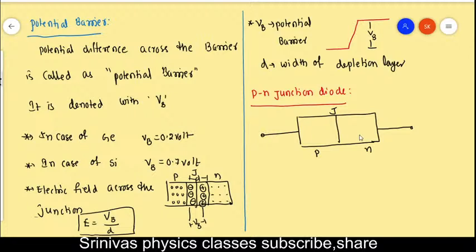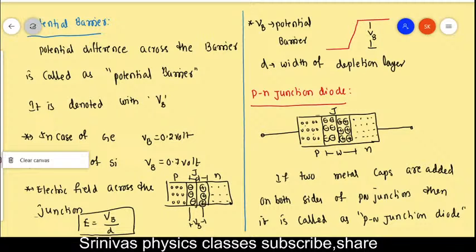In the last lecture, if you have a doubt how p-type and n-type are formed, you see. There is a junction here. Now, what we have to do here? Two metal caps you have to fix on both sides of the PN junction. This side one metal cap you fix.